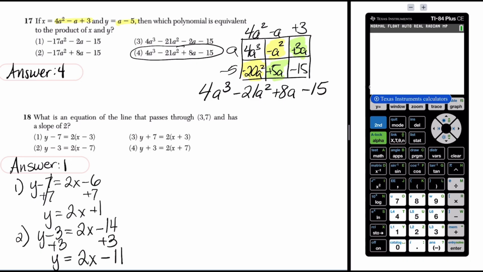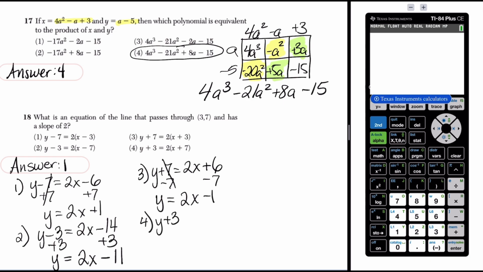Let's do number 3. y plus 7 is equal to 2x plus 6. I'm subtracting 7 on the side, so y is equal to 2x minus 1. And 4, y plus 3 is equal to 2x plus 14. And this time I'm subtracting 3. So y is equal to 2x plus 11. Okay.